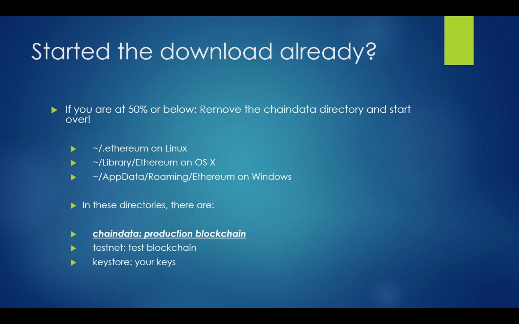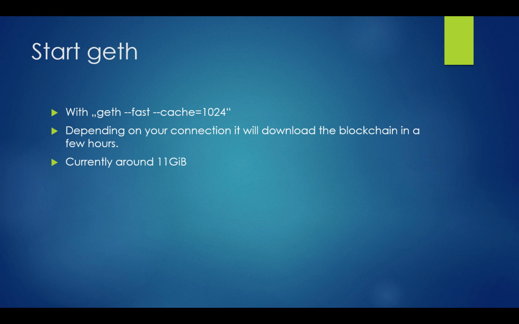So this is where you also find your keystore with your keys, which are encrypted with the password, or the testnet blockchain data. Once you have removed this, or you haven't even started Geth yet without the datadir parameter, then you should start Geth in one of your consoles with geth --fast --cache and then the amount of cache. This will dramatically decrease the download time for the whole blockchain data.